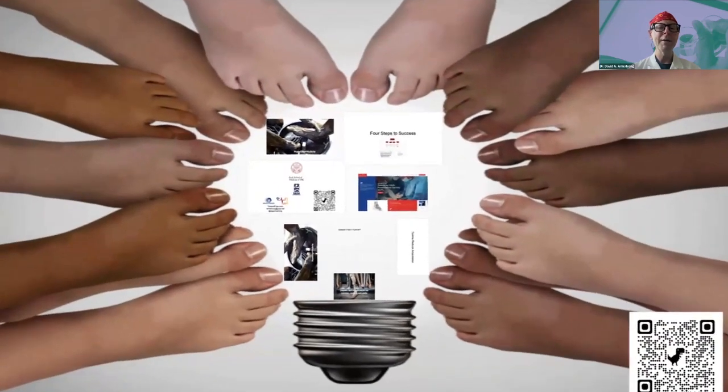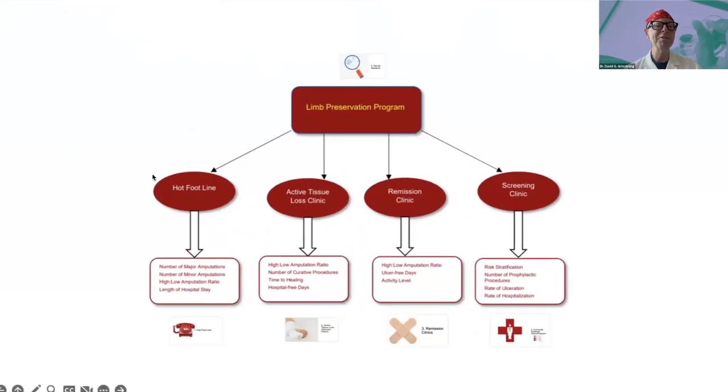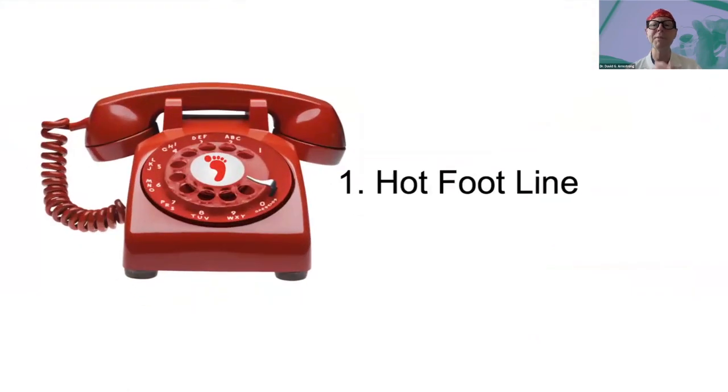Now we're going to talk about 4 steps to success. And the good news is we've already talked about one of those steps, so you're already ahead of the game. The 4 steps include the hot foot line, like we talked about, moving when they leave the hospital, they go to a wound clinic. When they're healed, they're not healed. Like we said, they're in remission. And then we have a larger screening program where we can drive people in to the rest of this program, depending on their risk stratum with just a 3-minute foot exam.